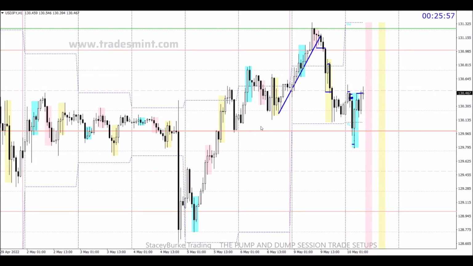Keep it simple, traders. There's trade setups on every single one of these pairs, and there's going to be simple setups again today. Keep it simple. Keep your stops tight. Lock in the profits. Get off the screen. Keep it simple.